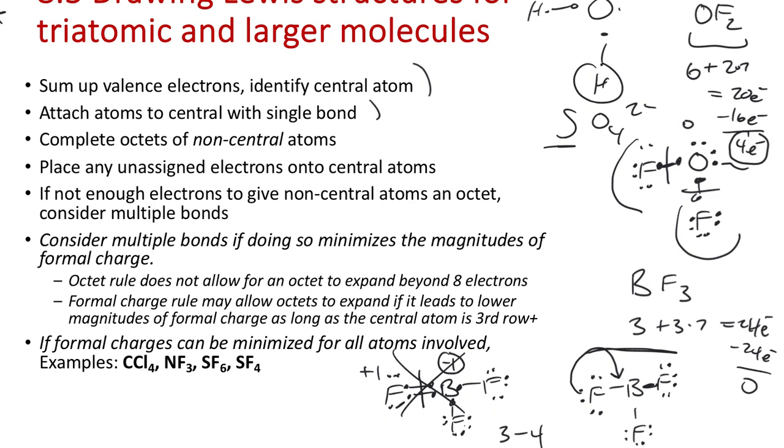And the part of the rule that tells us not to do this is that we're not going to increase the magnitudes of formal charge. So we're going to consider multiple bonding if doing so minimizes magnitudes of formal charge, not maximizing the formal charge.